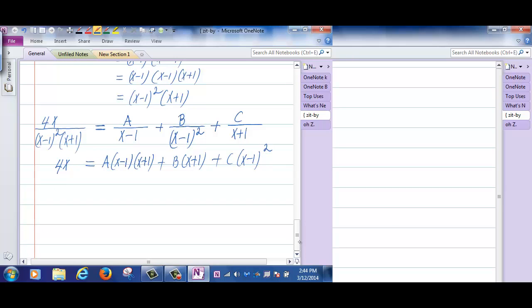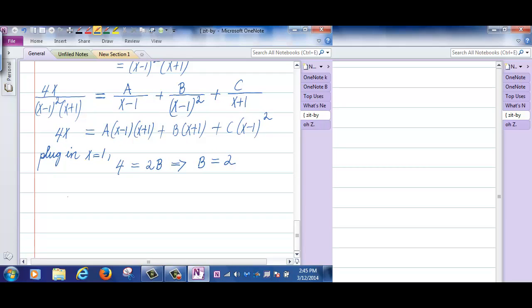Now let's first solve for b. If I want to solve for b, what should I plug in? Plug in x to be 1, right? Plug in x equals 1, I get 4 on the left. When I plug in x equals 1, the a term vanishes, the c term vanishes, and I am left with what? 2b, and that tells me that b is what? b is 2.